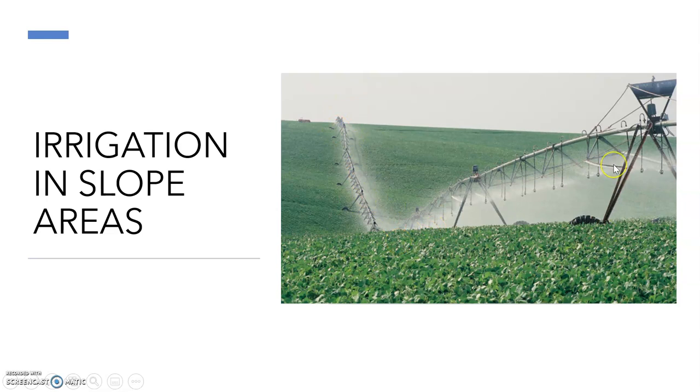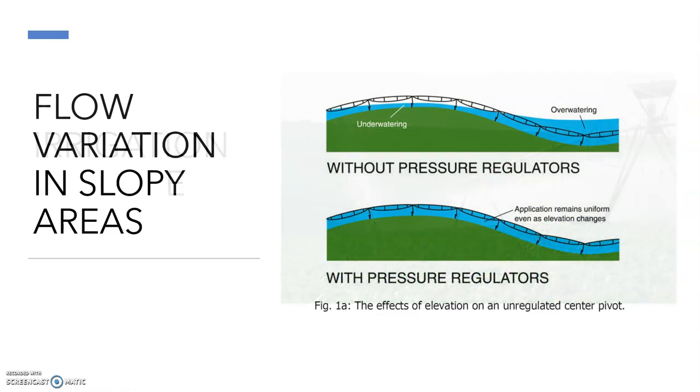If this head gives 3 GPM and the lower side gives 5 GPM, then obviously it is not the same. It is not a good uniformity irrigation system. So we need to eliminate this. How are we going to eliminate this? Before that, I'm giving you a picture to visualize.